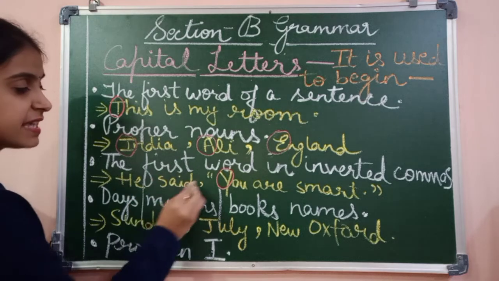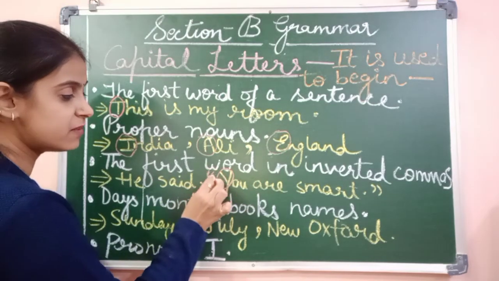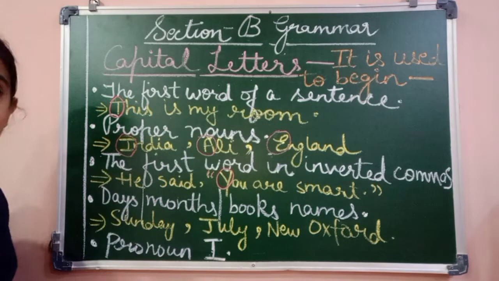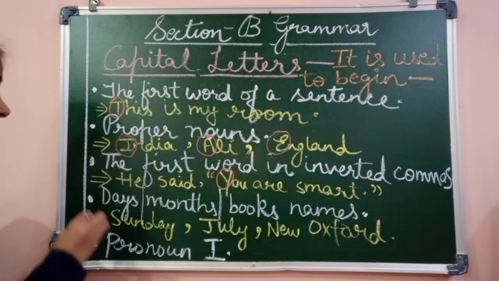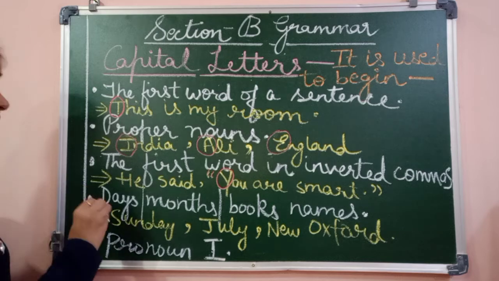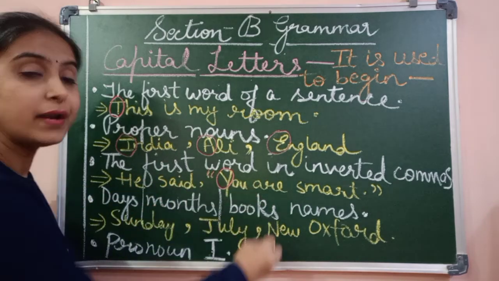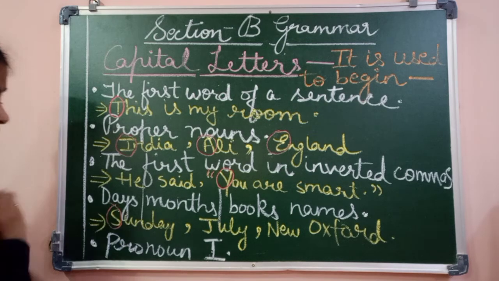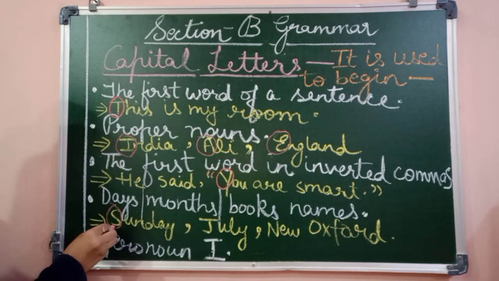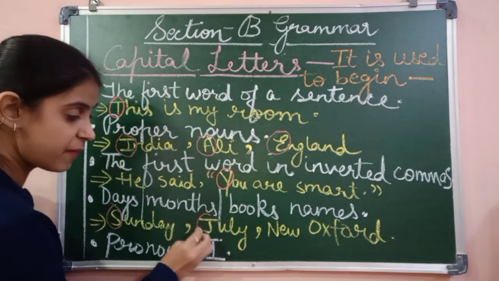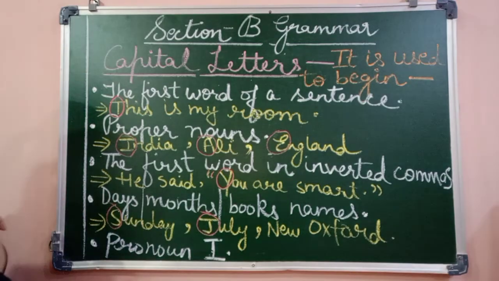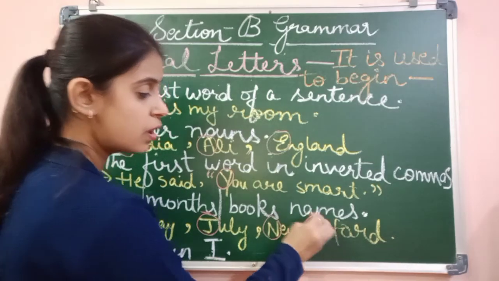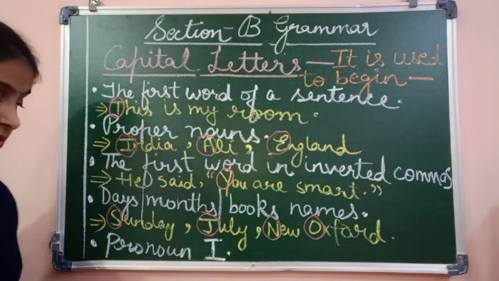Now here you see, he said, "You are smart." Inside the inverted commas, we have the first word you. You see the Y of you is in capital letter. Then it is also used for names of days, names of months, or names of any special books. For example, Sunday. The name of any day begins with a capital letter. Names of months begin with a capital letter. Book names, New Oxford, begin with capital letters, right?